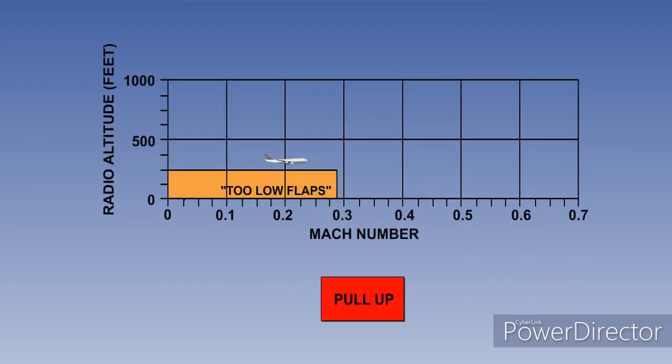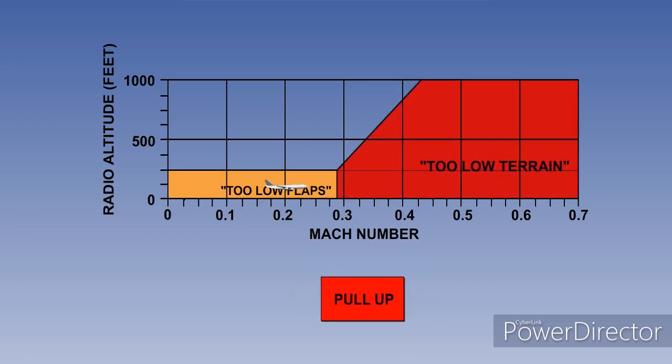For Mode 4B to activate, the undercarriage needs to be in the down position and flaps not in the landing position. If the aeroplane then descends below about 250 feet at a speed of less than 190 knots, or Mach 0.28, then the oral alert "too low flaps" is sounded along with the visual pull-up warning. "Too low flaps." If the aeroplane's speed is above 190 knots, or Mach 0.28, then the height range is increased to 1,000 feet, and the oral alert becomes "too low terrain."